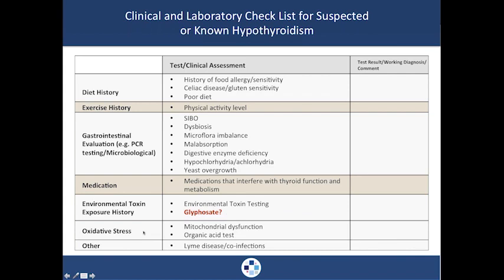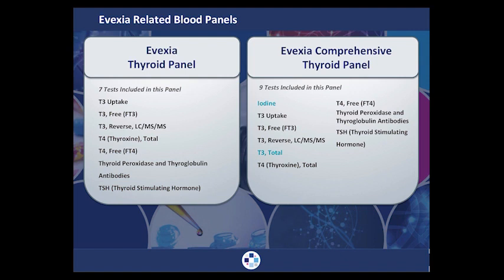Oxidative stress, if your individual's under a lot of oxidative stress, an organic acid test is certainly helpful. And then check for co-infections, particularly Lyme or other infections, as history would dictate. So we're getting near the end here. Avexia offers just some wonderful blood panels. There's the Avexia thyroid panel, and then the Avexia comprehensive thyroid panel. After your patient history, go ahead and pick the test that you think you need most, so we all have a baseline.